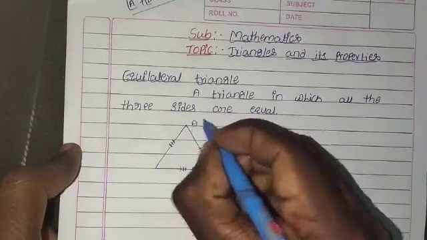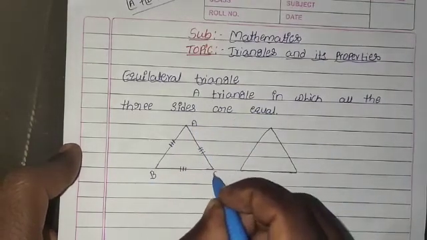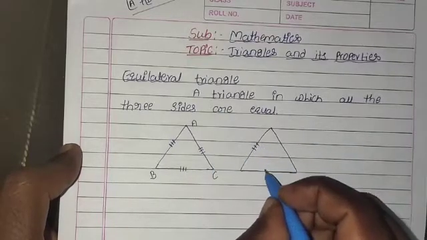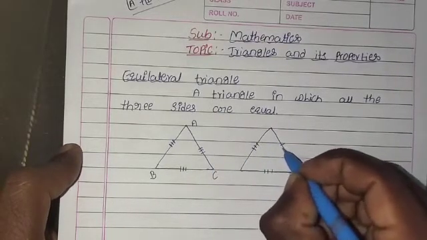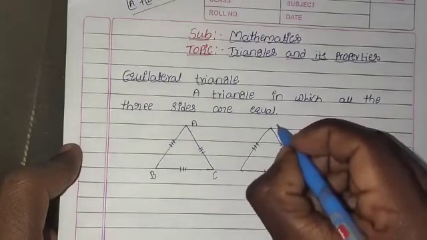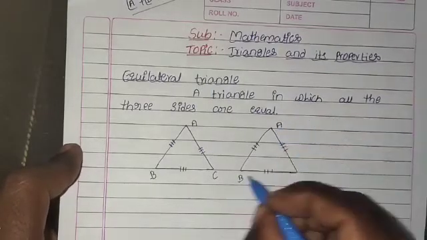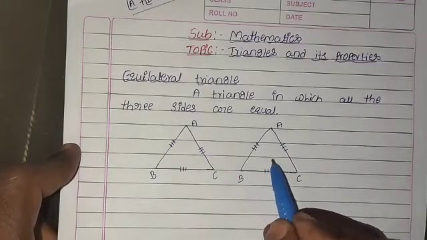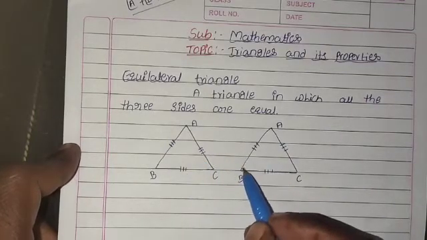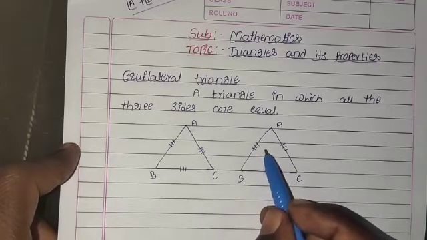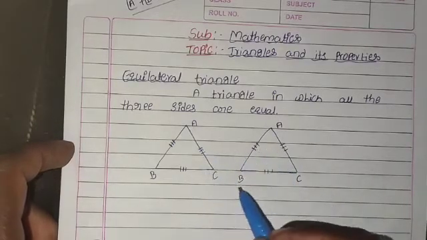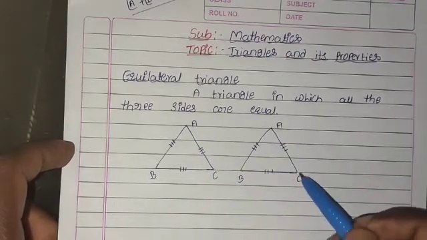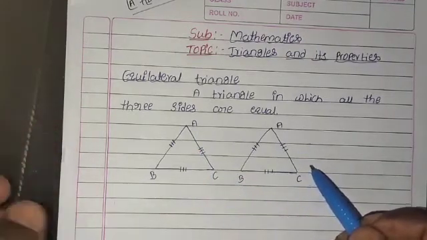This is A, B and C. This triangle is also the same, identical with this. All three sides are equal, and we call this also ABC. These two triangles are equilateral triangles because all three sides are equal and both triangles are identical triangles. In this, AB is equal to AB, BC is equal to BC and AC is equal to AC because these two are equilateral triangles.